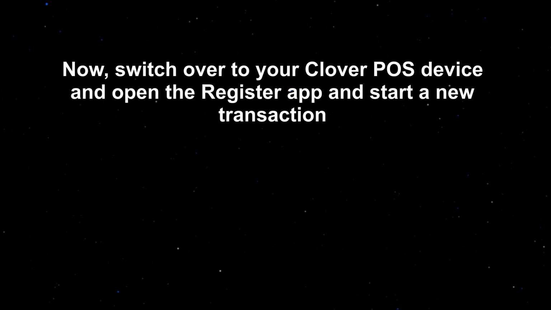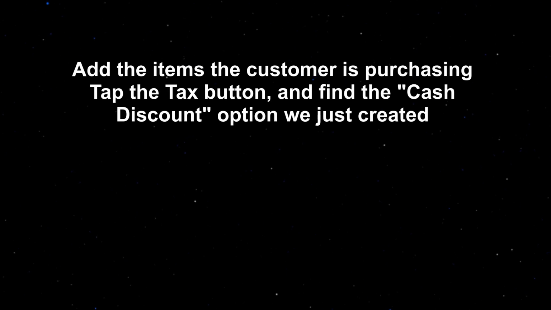Now, switch over to your Clover POS device and open the Register app and start a new transaction. Add the items the customer is purchasing, tap the tax button, and find the cash discount option we just created. Watch as the total automatically updates, reflecting the discount for paying with cash.